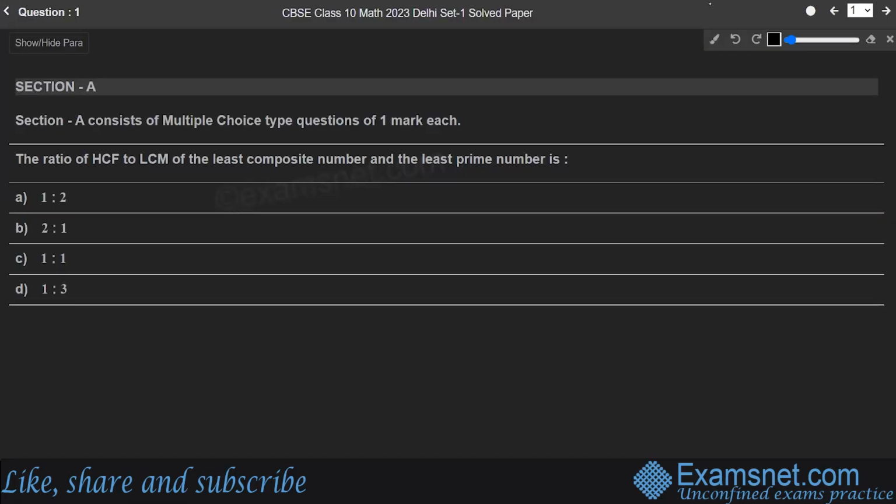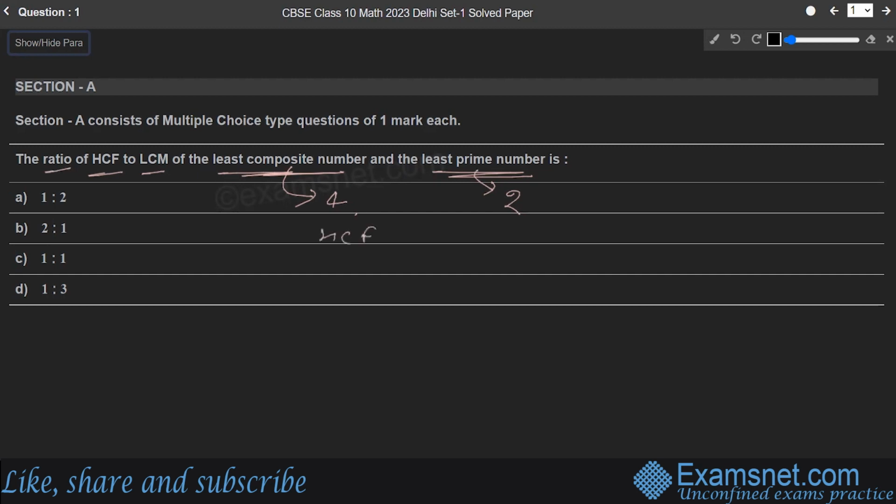Now the question says the ratio of HCF to LCM of the least composite number and the least prime number is. So which is the least composite number? Least composite number is 4. And which is the least prime number? Least prime number is 2. So we have to find out the HCF and LCM of the least composite number and the least prime number, and then their ratio.